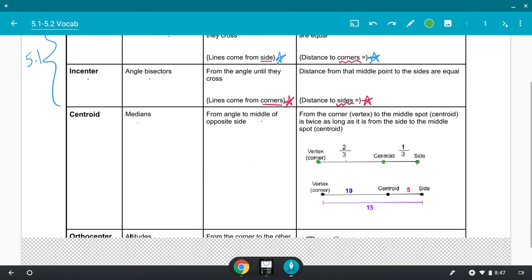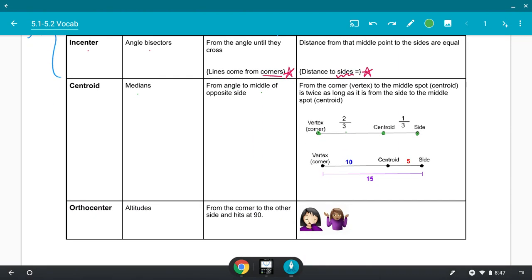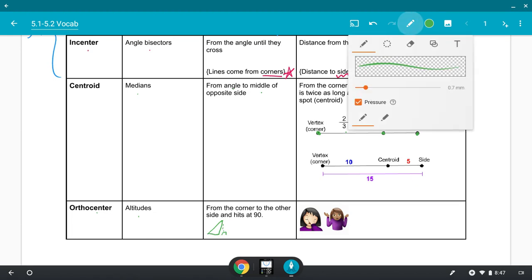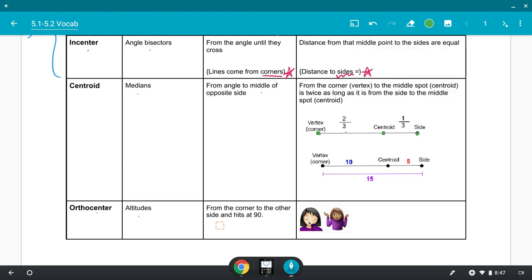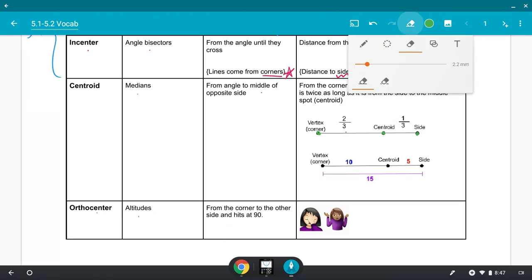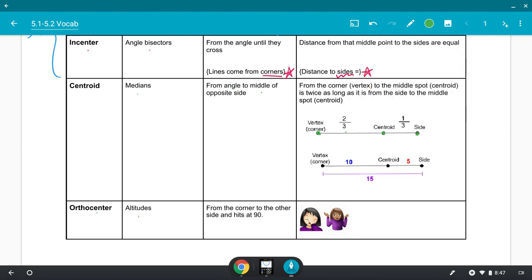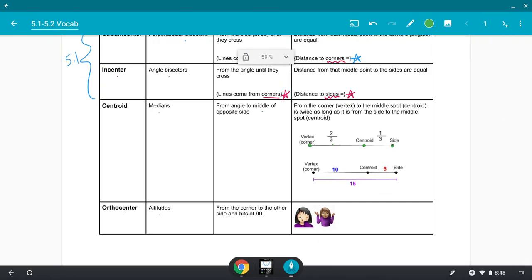And then last is orthocenter, which is altitudes crossing from the corner to the other side and hits 90 degrees. That's basically what we're looking at. That's the one where there's different ones. You can drop outside like this. Why is it useful? I don't know. It's not super useful. At least not in our context. So this is 5.2.